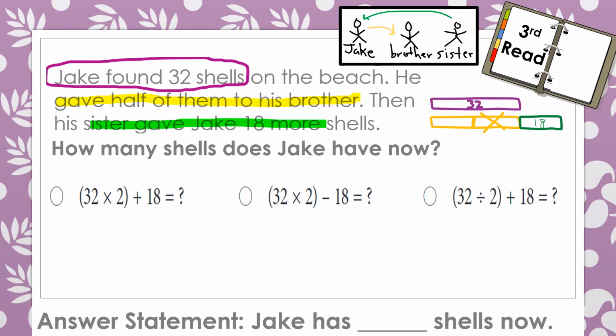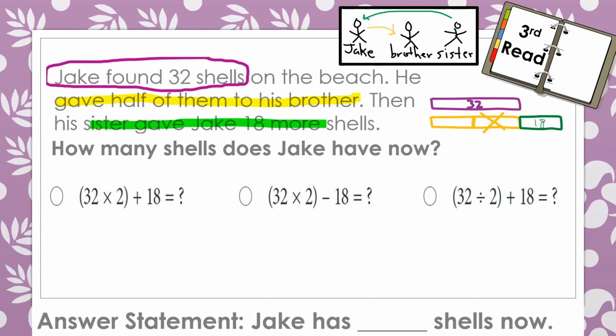When we look back, we know that Jake started with 32 shells. The first action in the story problem involved him giving half to his brother. When we give half of the shells to the brother, we are removing a portion. There will be less than 32 shells. So this does not seem to match the multiplying by 2 in parentheses in either the left equation or the equation in the middle. However, when we think about giving half of the shells to the brother, we can think of 32 shells being split into 2 equal groups.